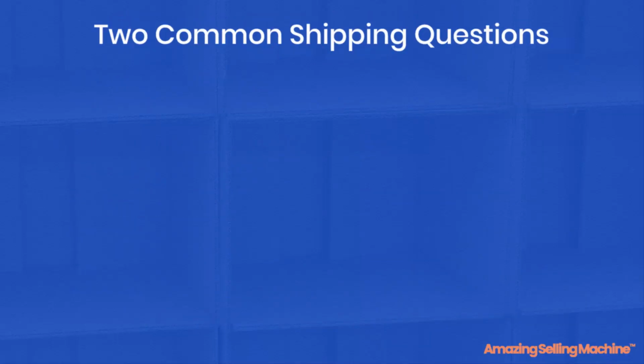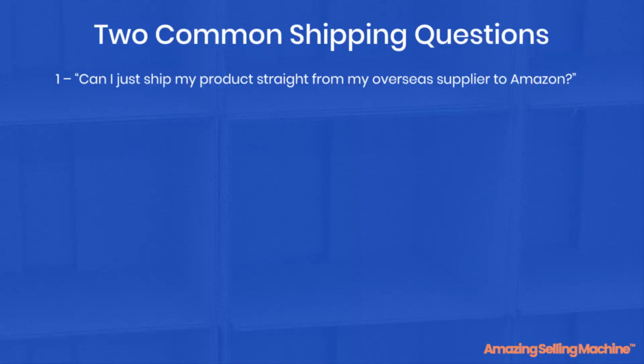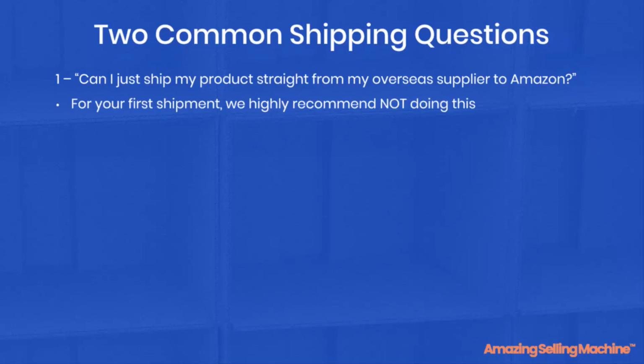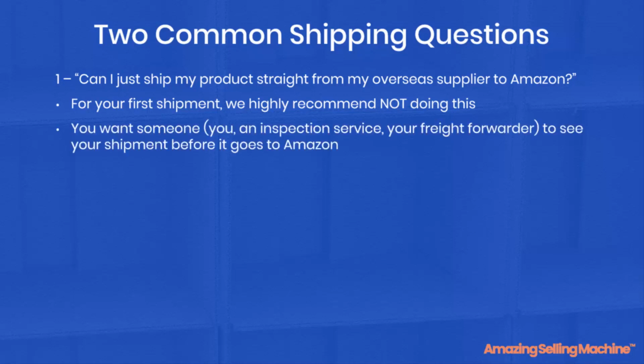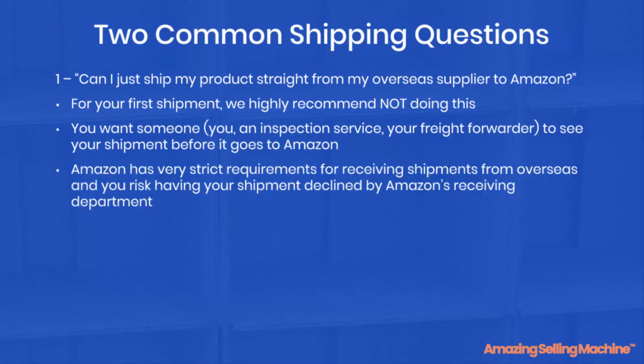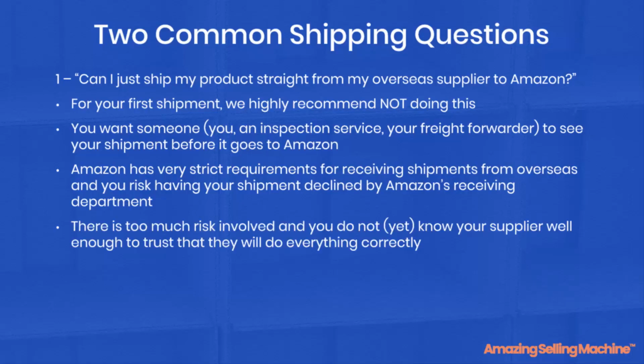Now, there are two common shipping questions that we get asked all the time. The first is, can I just ship my product straight from my overseas supplier to Amazon? Now, for your first shipment, we highly recommend not doing this. You want someone, whether it's you, an inspection service, your freight forwarder, to see your shipment before it goes to Amazon, because Amazon has very strict requirements for receiving shipments from overseas, and you risk having your shipment declined by Amazon's receiving department. There's just too much risk involved, and you don't yet know if your supplier can really do everything they need to do in order to label and ship the products completely the right way in order to get them accepted by Amazon.